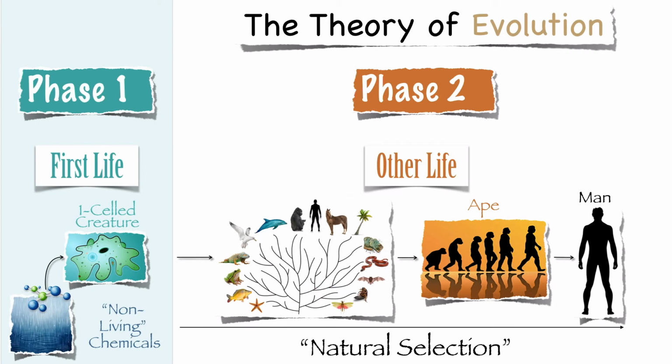Well, that'll do it for Phase 1. Not only are there some serious problems with the first life, but as we're going to see in our next video, there are many, many problems with Phase 2 as well. The theory of evolution and natural selection teaches that from that first life came all the other life forms here on planet Earth.